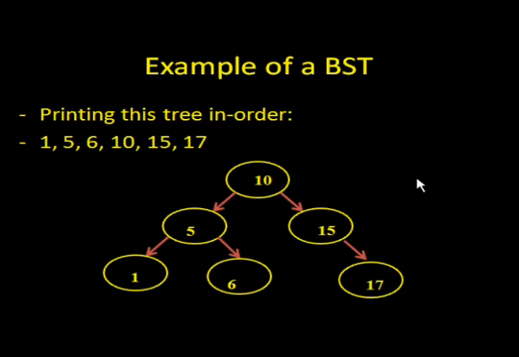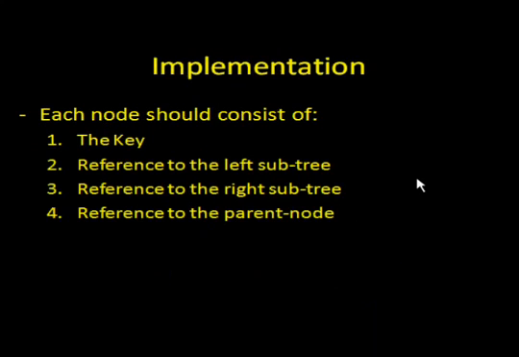Now how would you insert that? Well, we'll talk about that in a minute. Implementation. How would you implement a binary search tree? Well, it's the same as a binary tree. You would have a reference to the left subtree, the right subtree, and it would be easier if you had a reference to the parent node for each node. But also you need a fourth element called the key. And that's going to be a variable that stores the value of the number that you're currently looking at.